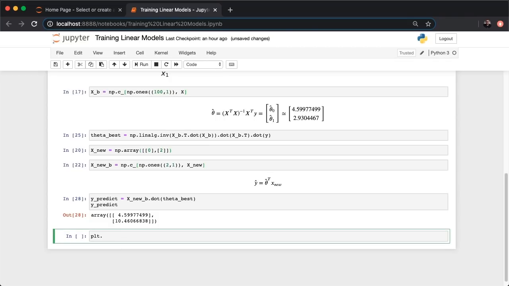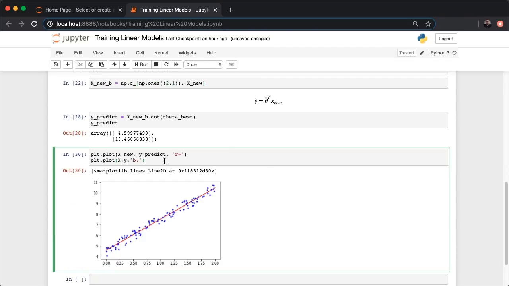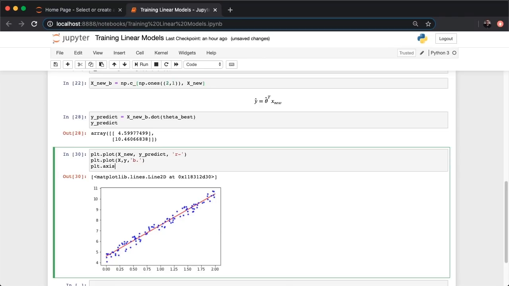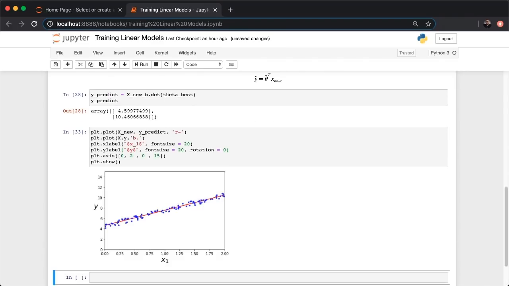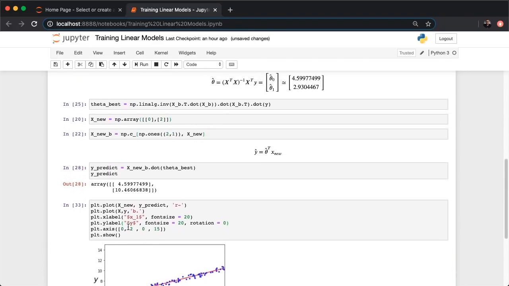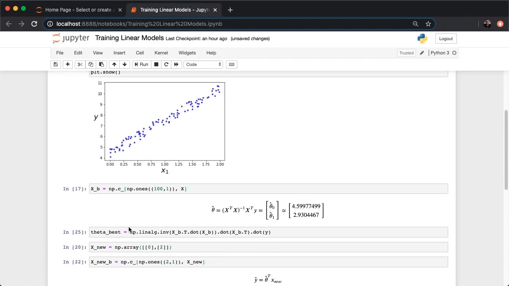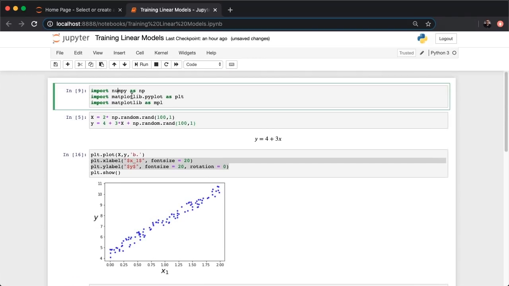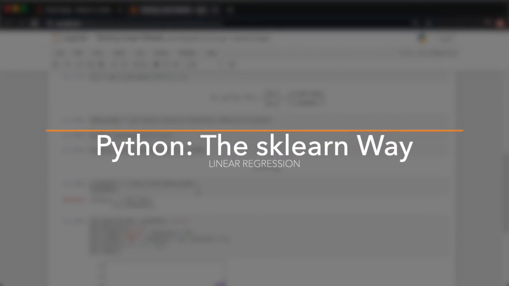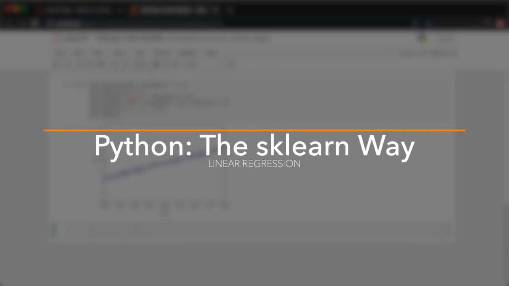Now let's plot the model's prediction along with the training set. Let's limit the axis. Okay, good. Let's label the x and y axis. Right, there you go. So what we just did was write from scratch, using only NumPy other than matplotlib, which does the plotting, the normal equation. Actually, this is what scikit-learn does beneath the hood.